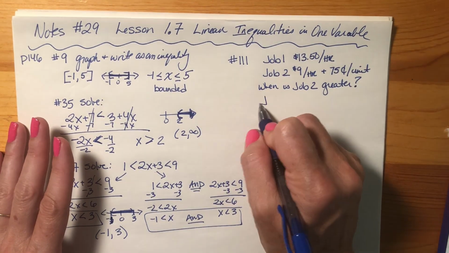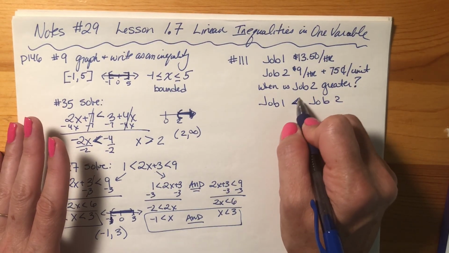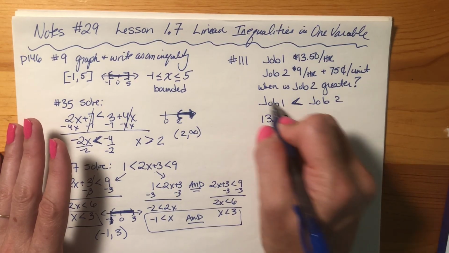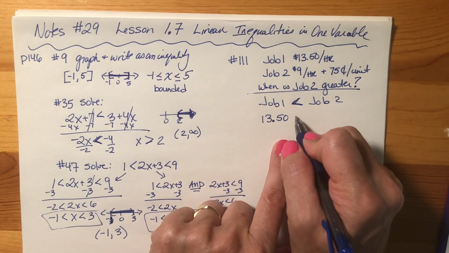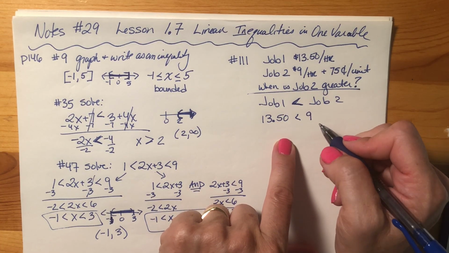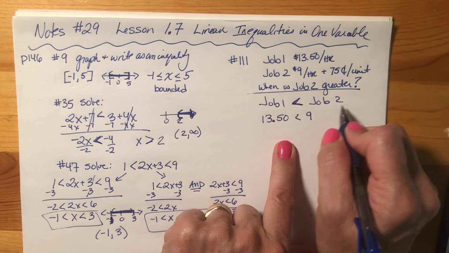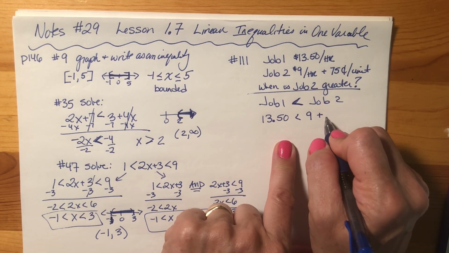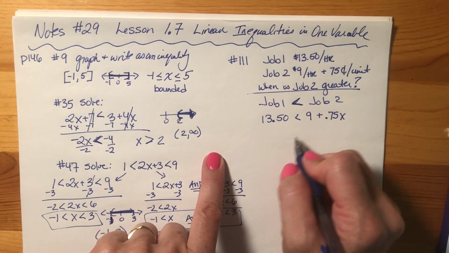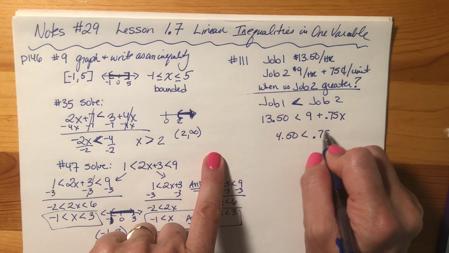So I've got job 1 and job 2. I'm going to start this way. I'm going to say when is the second job greater? The first job is just $13.50. That's easy enough, right? The second job, I'm going to make $9 an hour. Do I know how many hours I'm working? No, I don't know how many hours. And then 75 cents per unit, right? So 0.75 times x. So let's bring the 9 over. If I bring the 9 over, I've got 4.50, which is less than 0.75x.